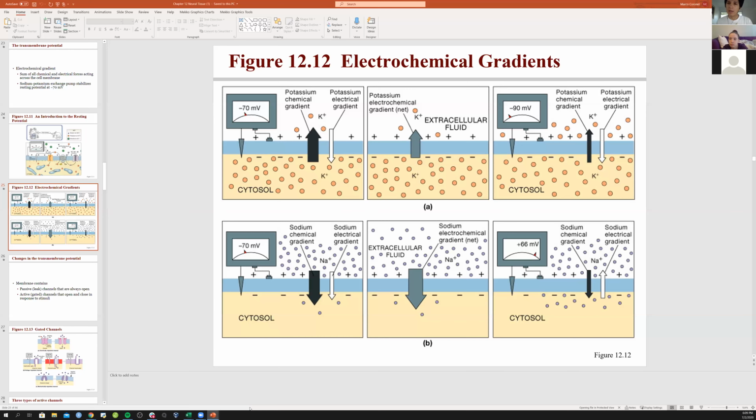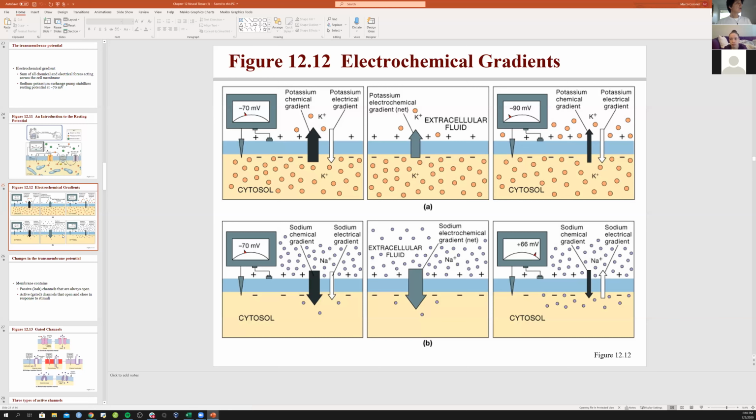But I wanted to highlight that as an example of the forces that are driving movements of ions into and out of the cell. We're going to look specifically at some of these ions that are moving into and out of the cell in response not only to their concentration gradient, but also to the charge difference between the interior and the exterior of the cell.